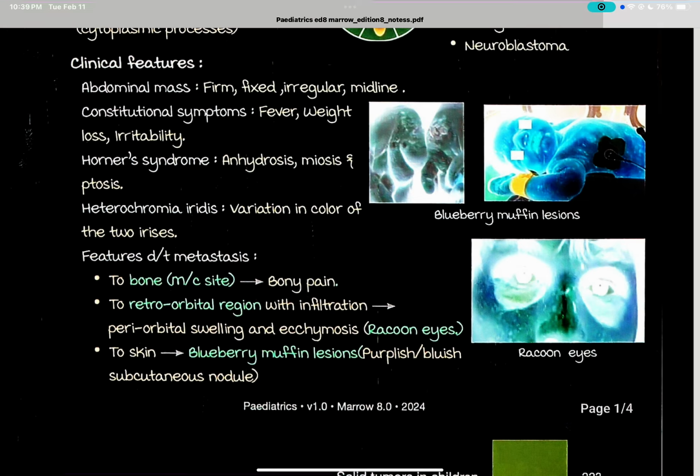Features due to metastasis: to bone, the most common site, you have bony pains. To the retroorbital region with infiltration, you get periorbital swelling and ecchymosis, raccoon eyes. To the skin, blueberry muffin lesions, purplish bluish subcutaneous nodules.